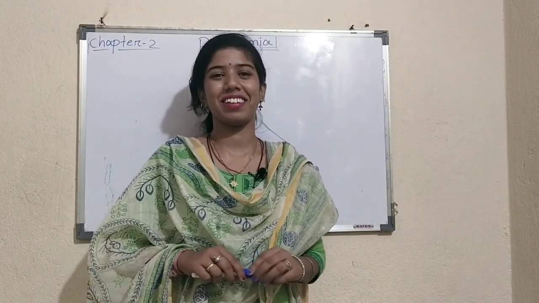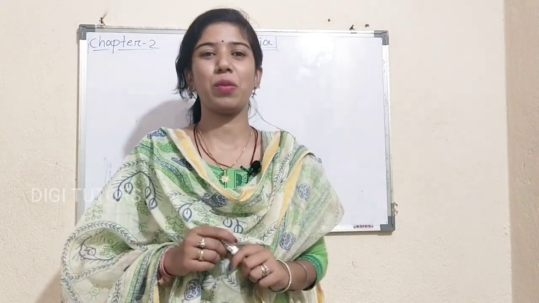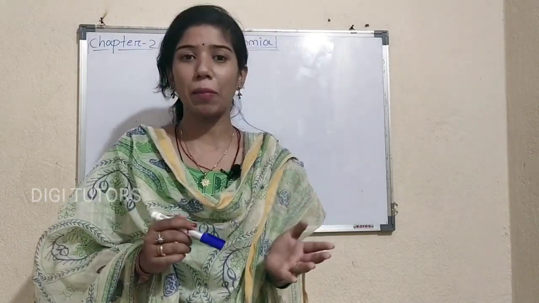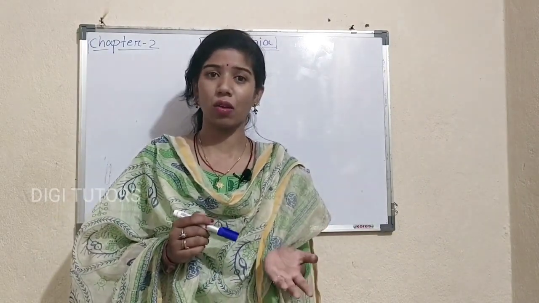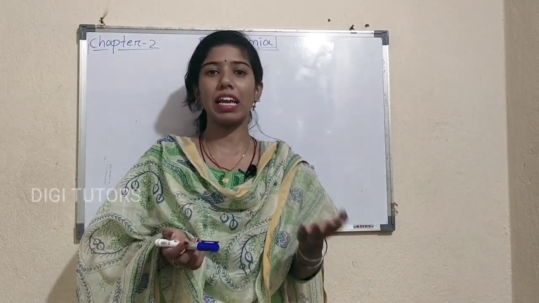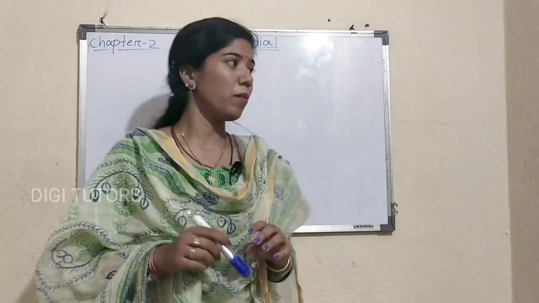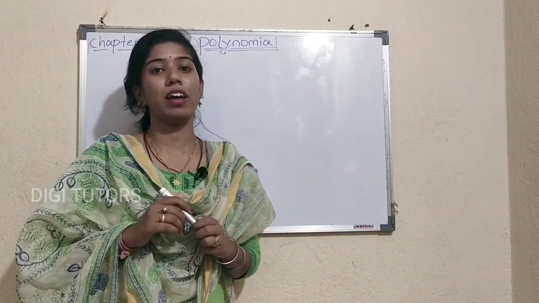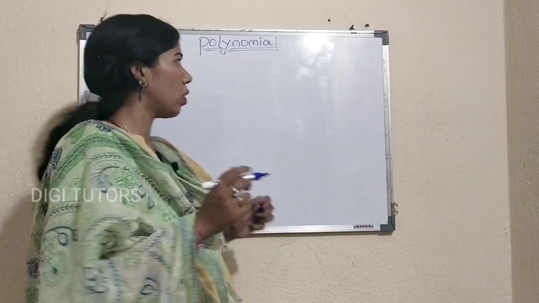Hi students. In the previous class we discussed the geometrical meaning of the zeros of a linear polynomial. In a linear polynomial we plot a graph, and the graph of a linear polynomial is a straight line. Today our topic is the geometrical meaning of the quadratic polynomial. Okay students.